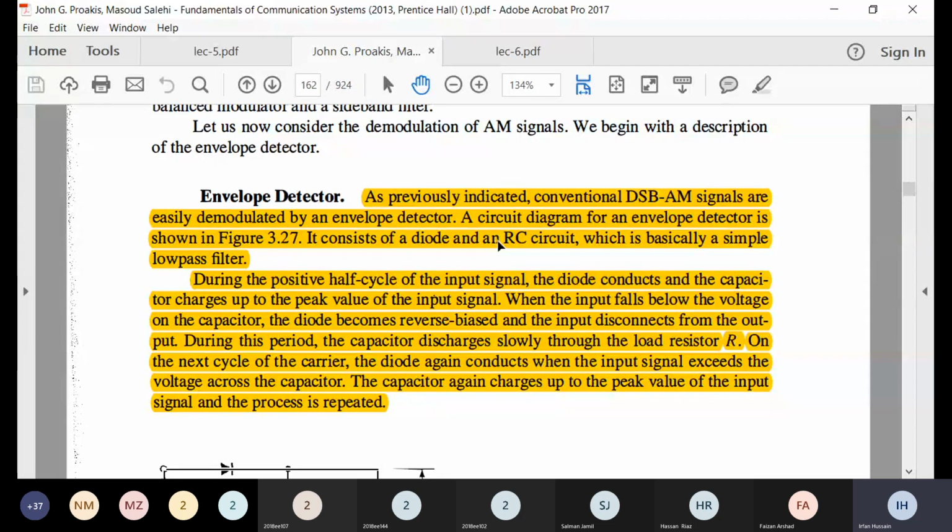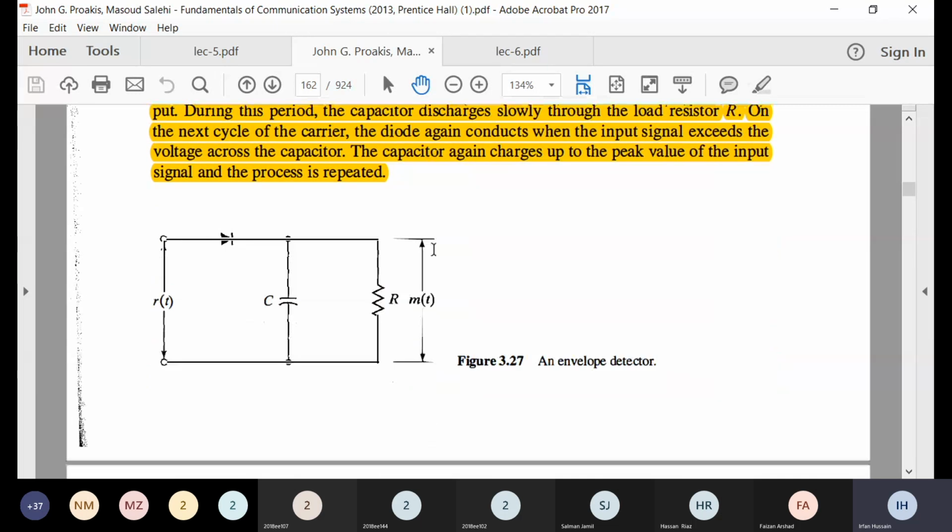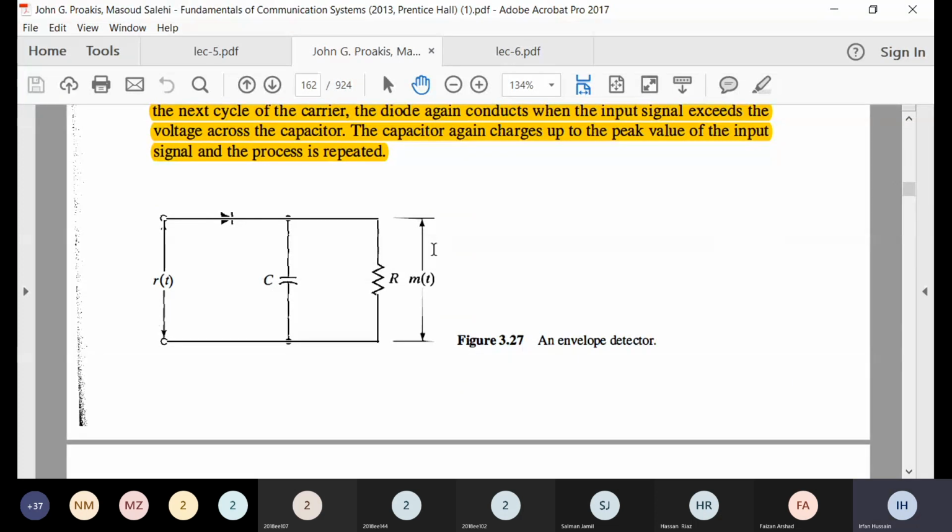So remember, in the modulator you had a multiplier and then you passed through a band pass filter. But here you are passing through a diode and then through a low pass filter. There was a nonlinear device there, and here is also a nonlinear device. But here you have a low pass circuit, and there you had a band pass filter. This is your very simple envelope detector.